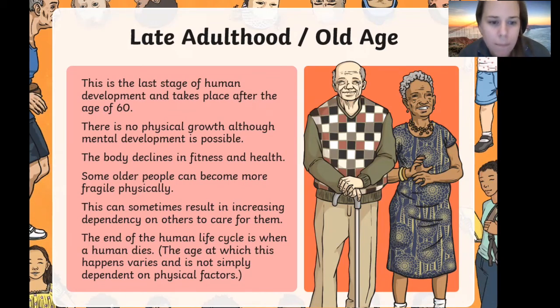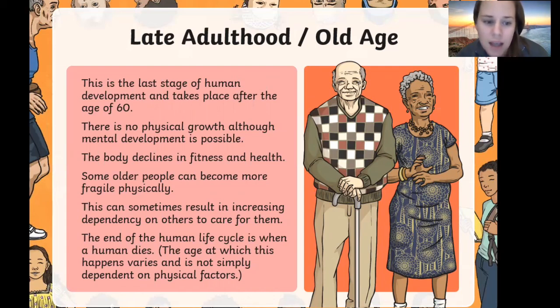Some older people can become more fragile. You might find that you tend to see older people with walking sticks and things like that, and that might be where they are not as physically able anymore. This can sometimes result in increasing dependency on others to care for them.